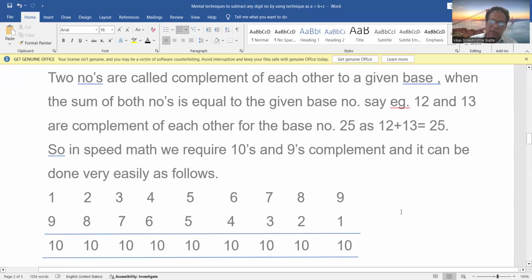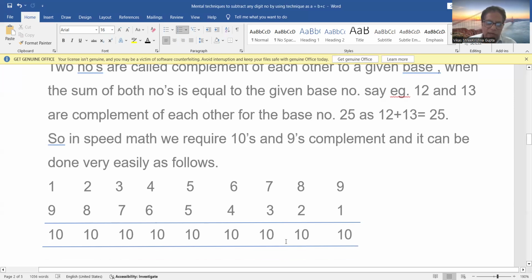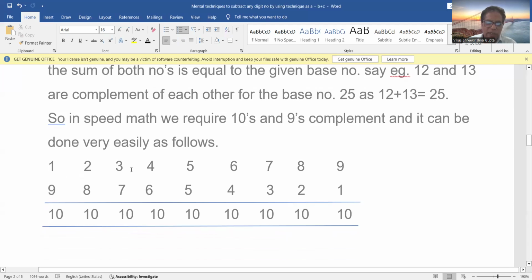Right? In the same way, in speed mental math, we require the complements of number 10 and the complements of number 9. Now, complements of 10 are 1 and 9, 2 and 8, 3 and 7, 4 and 6, 5 and 5. And these numbers 6, 4, 7, 3, 8, 2, 9, 1 are just the reverse of 1, 9, 2, 8, 3, 7, 4, 6. So basically there are five combinations of complements. One is 1, 9, 2, 8, 3, 7, 4, 6 and 5, 5.